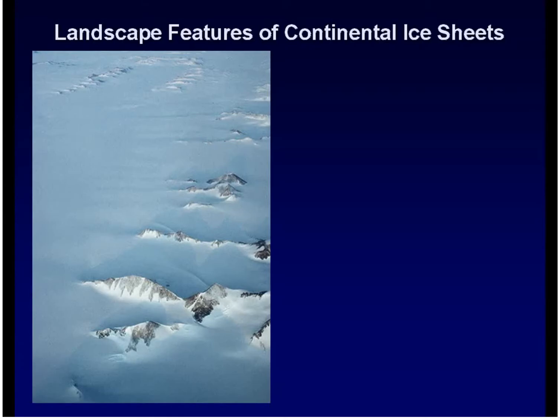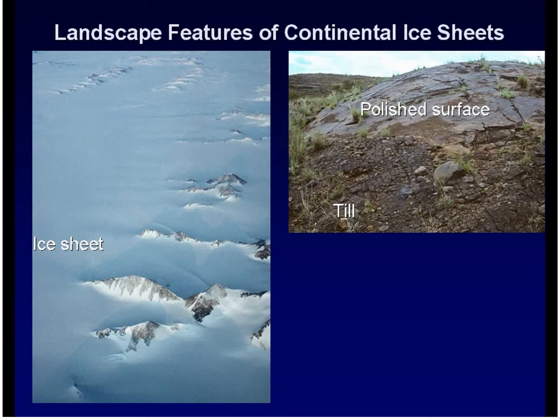If we consider now landscape features of continental ice sheets, the first main thing we have here are the ice sheets themselves, and these are the Transantarctic Mountains that we see in this ice sheet. So these are large mountains which are popping up above this thick ice sheet that's covering Antarctica. Other features of continental ice sheets, we also have polished bedrock and or polished surfaces, as we show in this slide, and also glacial till.